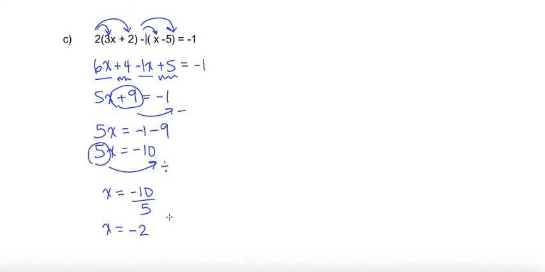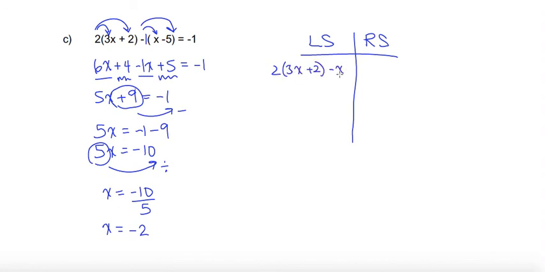So we've done a lot of work here, so it's really important to make sure that our answer is correct. So we're going to do our left side, right side check. We're going to do that using the t-chart. Left side, right side. The left side of my equation is 2 times 3x plus 2 minus x minus 5.